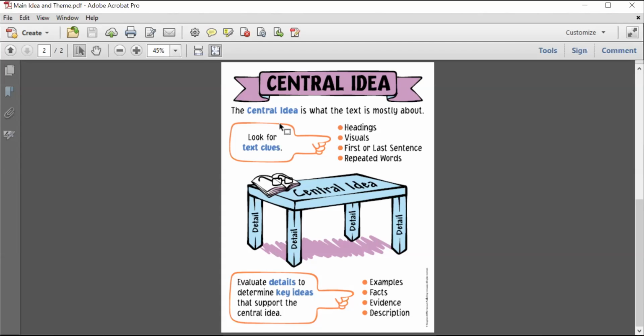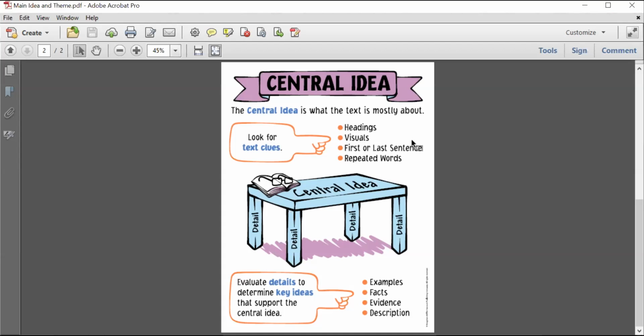Now to find the central idea, we look for headings or chapters of the book, pictures that the author chose to include. If it's a fiction book, the illustrations. If it's nonfiction, maybe diagrams, charts, photographs. What did they choose to include in the pictures? Because that's a huge clue as to what the book is mostly about.